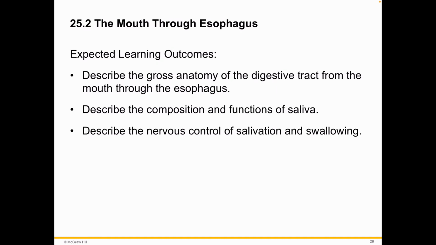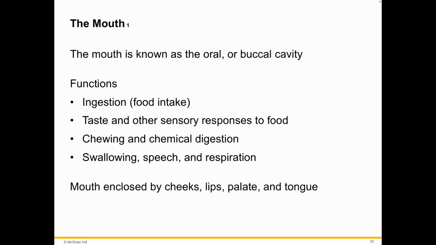So when we're talking about things like the mouth through the esophagus, which we're going to pop into next, the takeaways we want you to have are being able to describe the gross anatomy of the digestive tract from the mouth to the esophagus, so not a huge amount. Describe the composition and functions of saliva, of which there are a few. Also, describe the nervous control of salivation and swallowing as well. Some reflex in there, some other stuff.